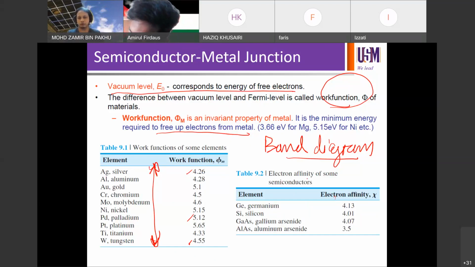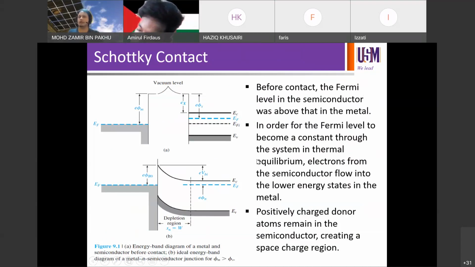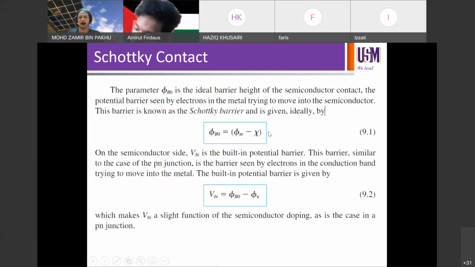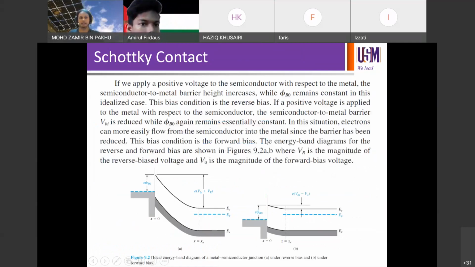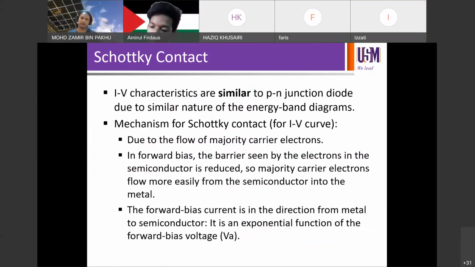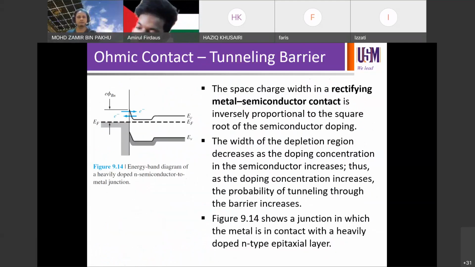On the other hand, we also need to know the electron affinity of the semiconductor material that we're going to use, so that we can do some calculations related to it. Silicon in this case has 4.12, gallium arsenide 4.07, and you can also refer to the rest. So in our class tomorrow, we're going to see what a Schottky contact looks like, the calculations related to the Schottky contact, the physics behind it, and also the ohmic contact. Okay.